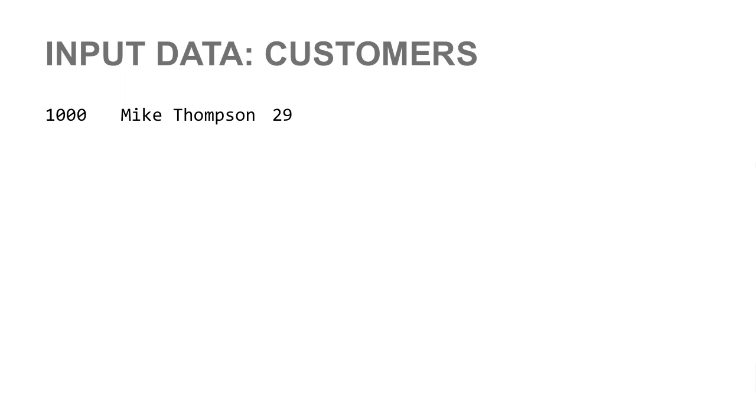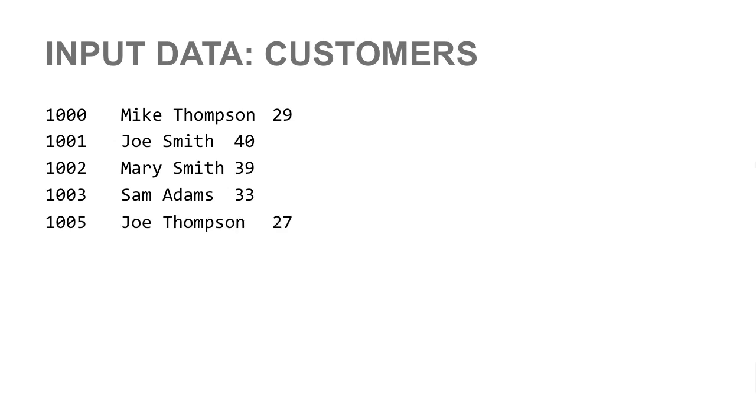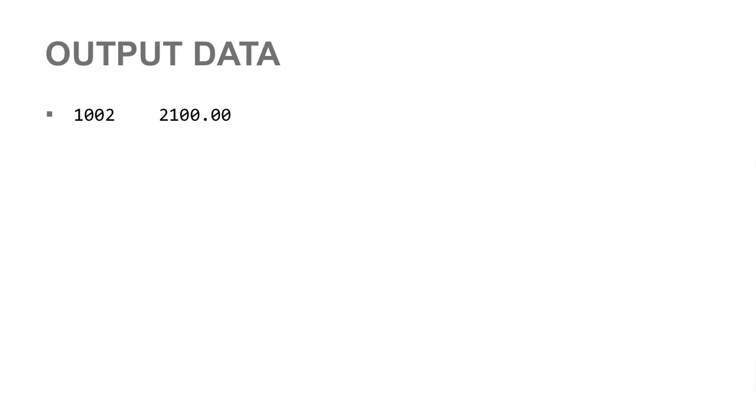We have the customer ID, the name, and the age. We have a couple of records. And the output data that we should get should look like this. So customer with the ID 1002, the total sales $2,100, and so on. The values are sorted in decreasing order. So let's see, how would we write a Pig program to achieve that?